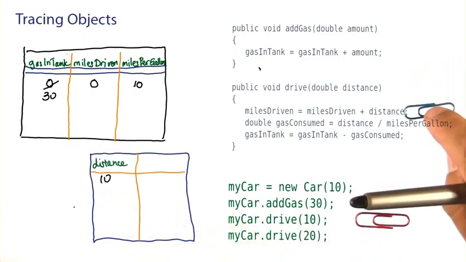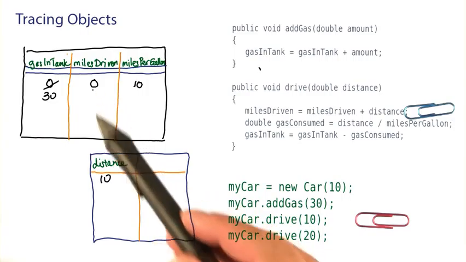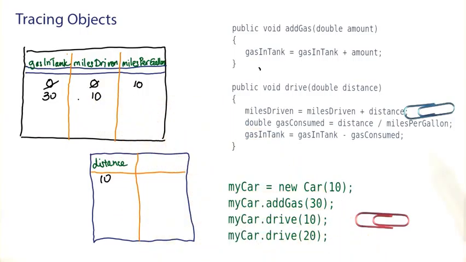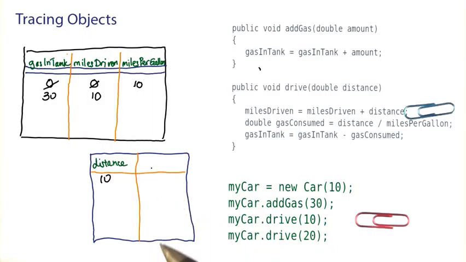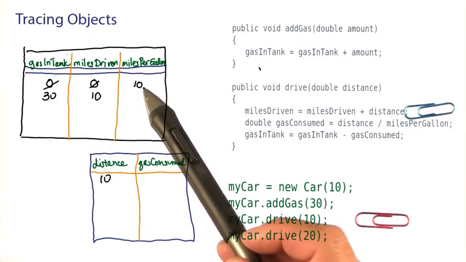We're here. We update miles driven. Previously it was 0. We add 10, so that's now 10. Now here we compute the gas consumed. That's another local variable. I'll put it on my napkin. It's the distance divided by miles per gallon. 10 divided by 10. So we consumed a gallon.